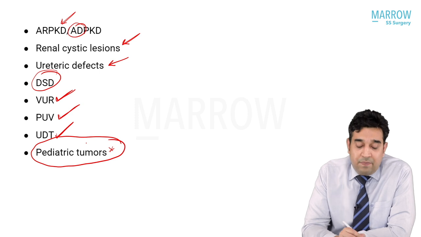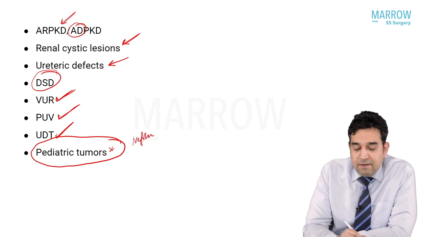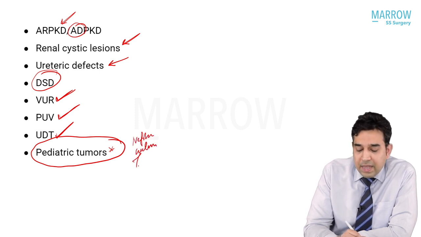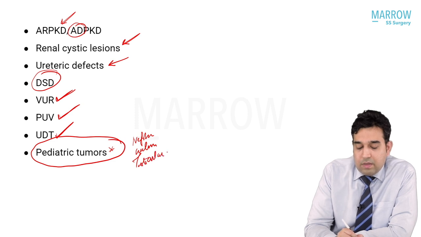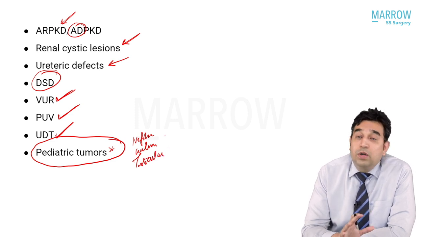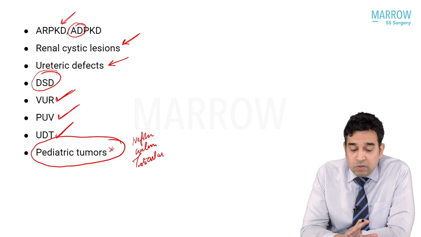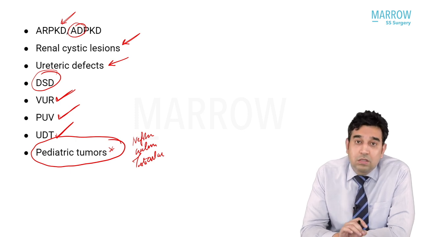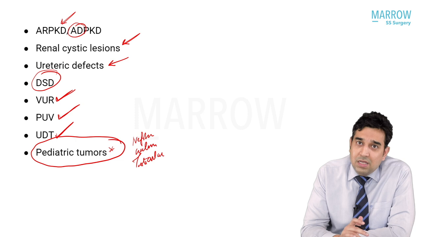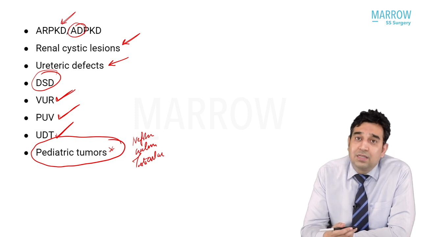A lot of questions are being asked from nephroblastoma and Wilms, and also from testicular tumor in children. So this is about the hot topics. This is how you should be giving focus to certain things over the others, because they are more likely to be asked. Again, I would say that it's an exhaustive subject.